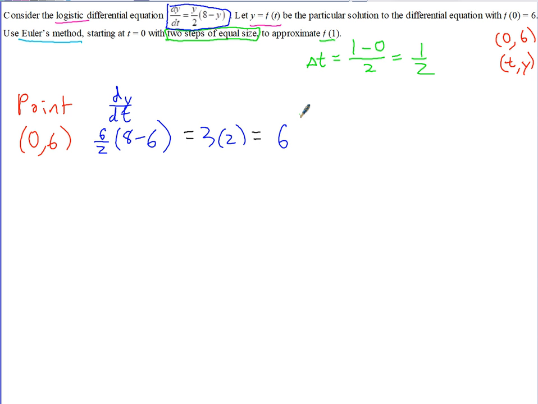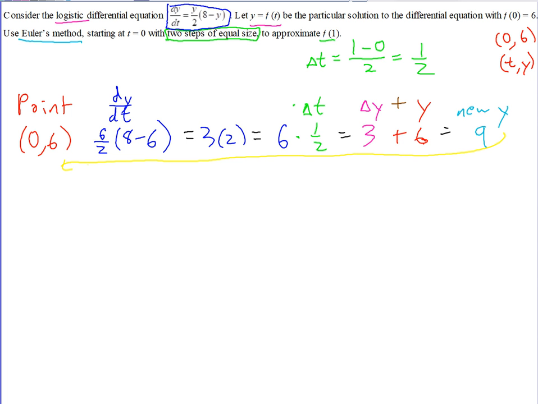And again, we multiply that by the step size, which here is delta t, which is 1/2. So once you get the value of the derivative, you multiply by the step size to get your change in y coordinate. In this case, the change in y, or you could call it the change in f, since y is the same as f here either way. Is 6 times 1/2 is 3. And then we add the original y coordinate, which here was 6, to get our new y coordinate. 3 plus 6 gives you 9. Okay, so that's one step.